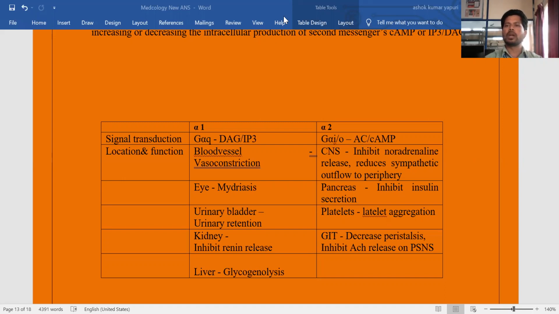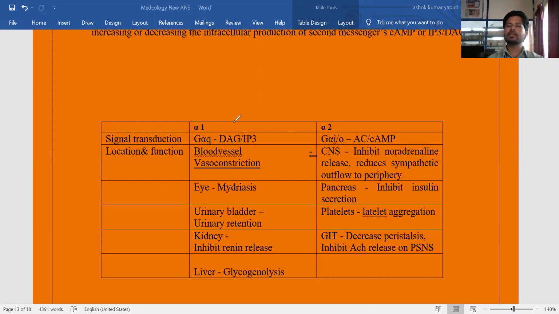So simply, what is the location, what is the function, and what is the signal transduction of alpha adrenergic receptors? As you know, alpha adrenergic receptors come under the sympathetic nervous system, and both alpha 1 as well as alpha 2 receptors belong to G protein coupled receptors. Here, let's start with the alpha 1 receptors.